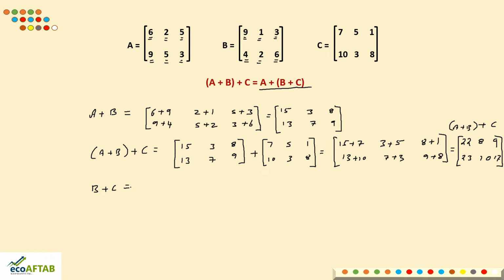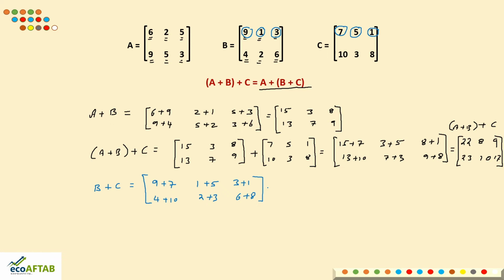B plus C is equal to 9 plus 7, 1 plus 5, and then 3 plus 1, and then the next is 4 plus 10, 2 plus 3, 6 plus 8. So when you add up these things, what do we get?